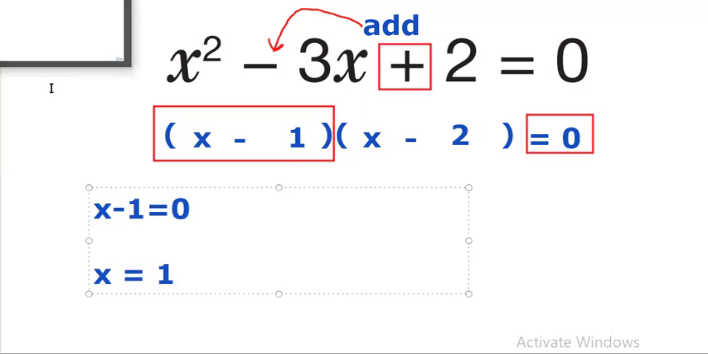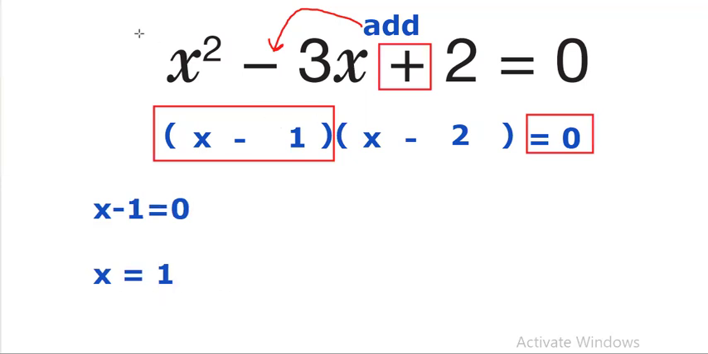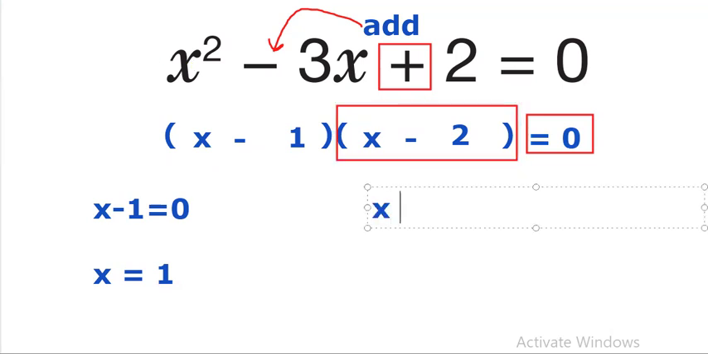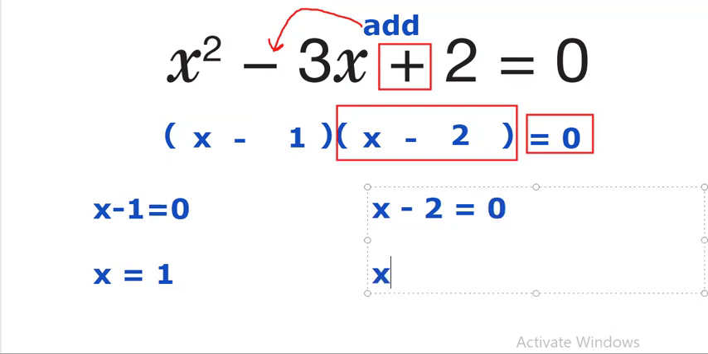Now I do the same with the other part. The other bracket, x minus 2 equals 0. Now, same steps, I take the negative 2 to the other side, and it will become positive 2. And these two are the answers for the solving of this quadratic equation. So the first answer, x equals 1. The second answer, x equals 2. And this is how you answer a question like this.